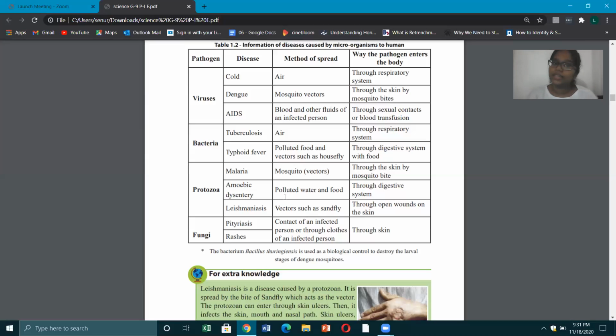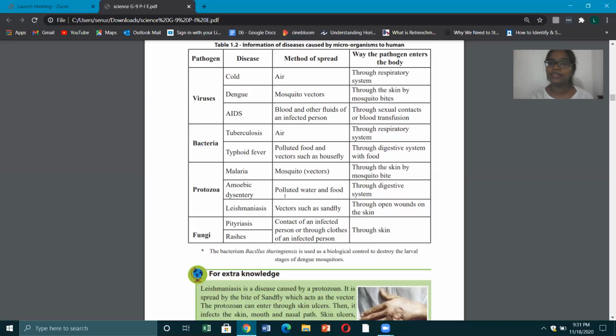Bacteria: tuberculosis, the method of spread is air, and the pathogen enters the body through the respiratory system. Typhoid fever comes from polluted food and vectors such as the housefly. How does the pathogen enter the body? Through the digestive system with food. Protozoa: malaria, through mosquito bites; amoebic dysentery, through polluted water and food, through the digestive system.